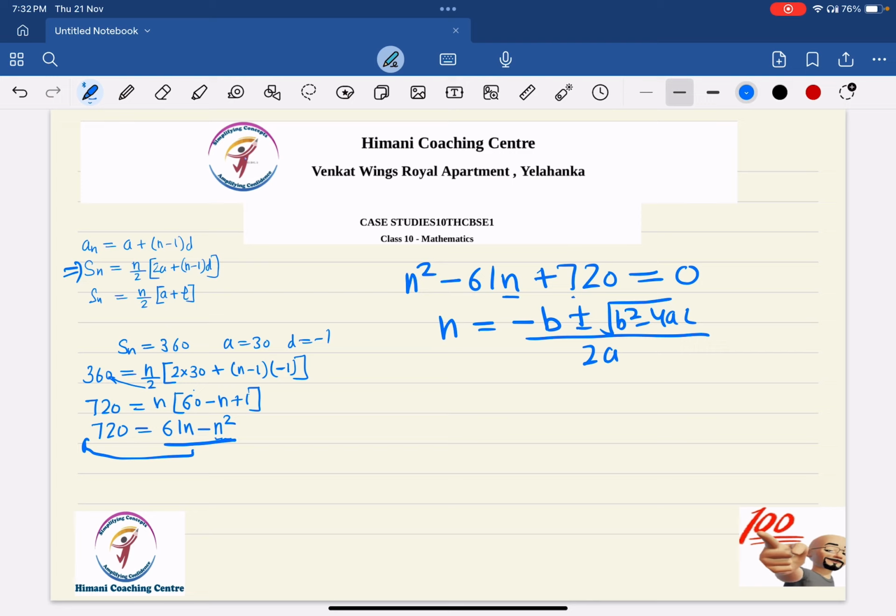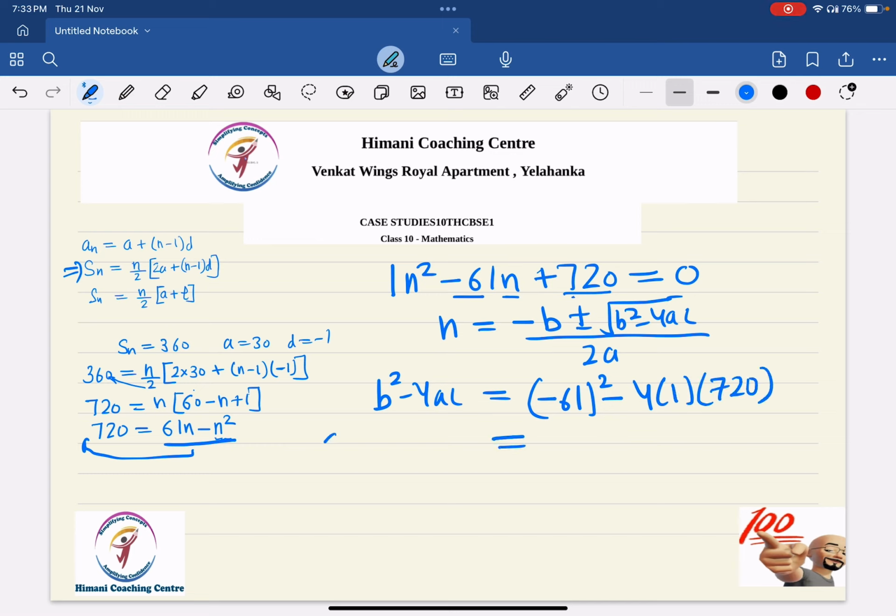So, what is a here? Coefficient of n square, which is 1. What is b here? Minus 61. What is c here? 720. So, let us first find b square minus 4ac. Okay, so let's do that. So when I do b square minus 4ac, it would be minus 61 square minus 4 times 1 times 720.